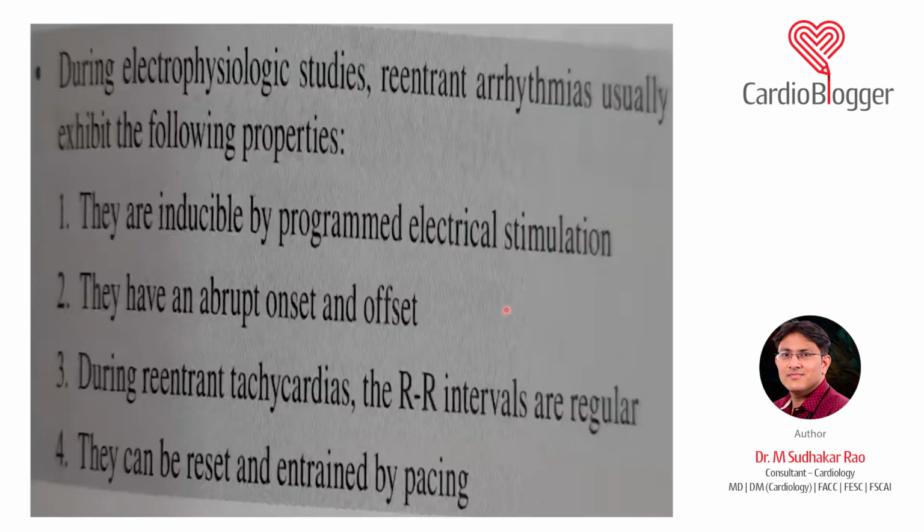Now coming to one important property of this re-entry: they are induced in the EP lab by programmed electrical stimulation. We know that the patient may not always have an APC or a VPC. So in the EP lab, we give something known as extra stimulation, to induce this tachycardia. As compared to automaticity, which has a warming up and cooling down period, re-entry has abrupt onset, abrupt offset, and the RR intervals are regular. That is one. And it can be reset and entrained by pacing. I am not going into this detail because it is very in-depth. There is something known as entrainment.